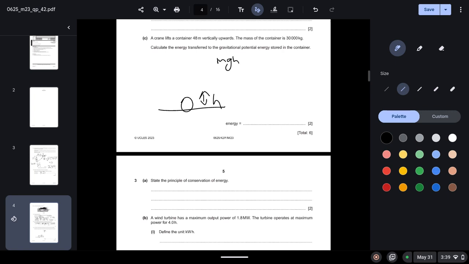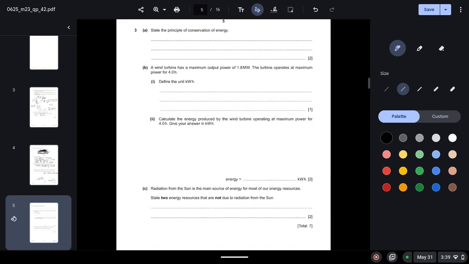mgh. So mass we know is 30,000. Gravitational field strength we have 9.8, and height we have as 48. So putting this in your calculator, you will get 1.4 times 10 to the power 7, and remember to put the unit as well, which is joules.